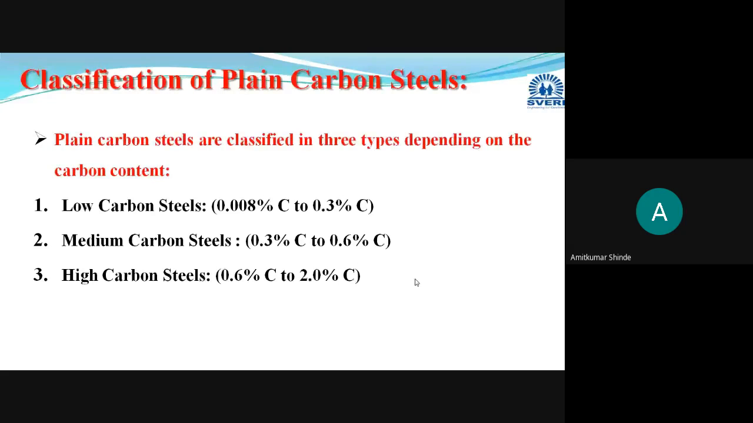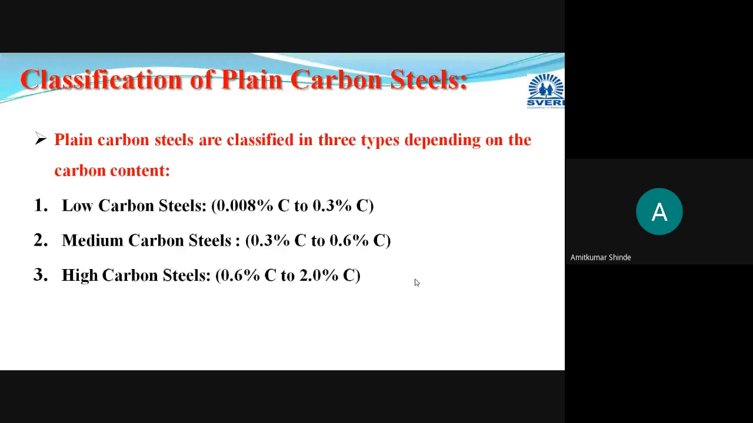Then, after completing that, in today's lecture we are going to discuss the classification of steels on different bases. The first classification, which I have written on the screen, is the classification of plain carbon steel. In the previous lecture we already discussed the meaning of plain carbon steel and alloy steel. I will repeat that again.